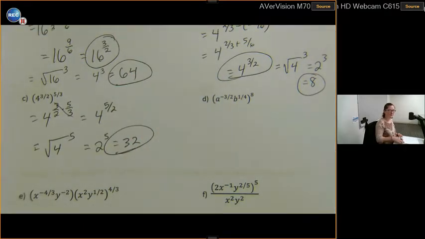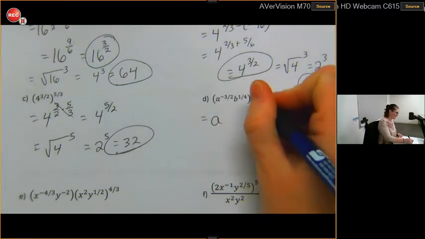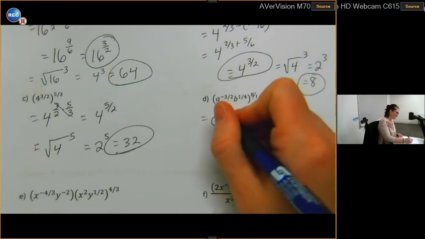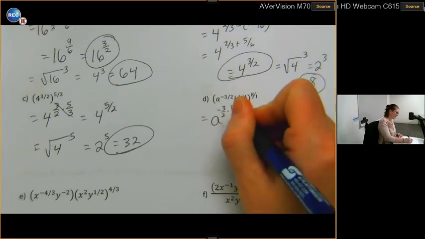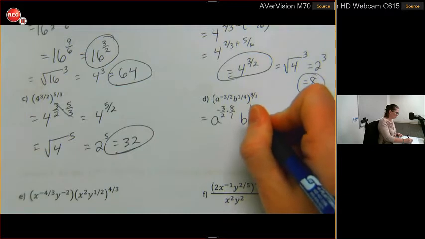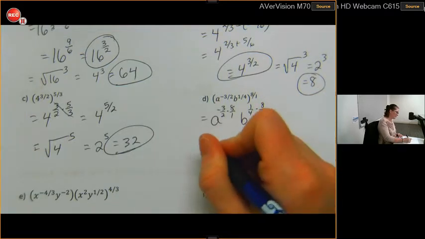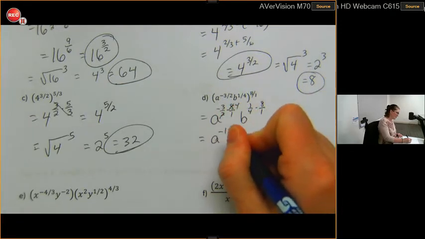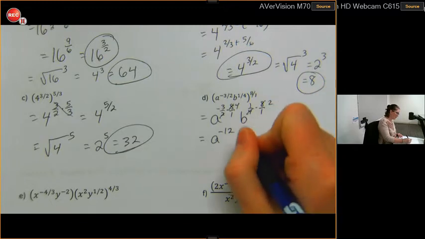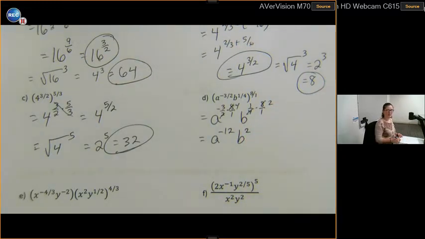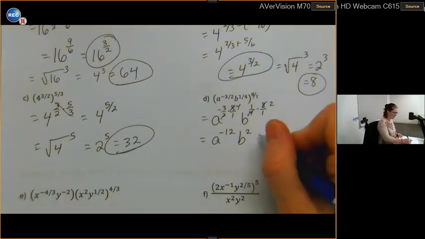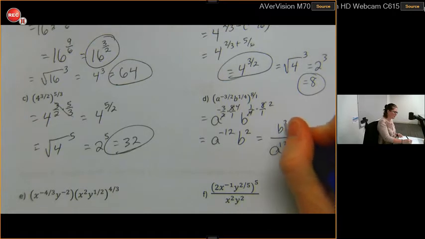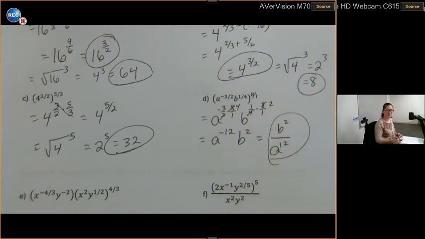Part D, distribute the exponent. So I'm going to multiply negative 3/2 times 8 over 1, and 1/4 times 8 over 1. So I'm going to have a to the negative 12th, b squared. But I'm not done yet because I can't leave a negative exponent. So the negative exponent is on the a, so the a moves to the denominator. B stays where it is as part of the numerator.